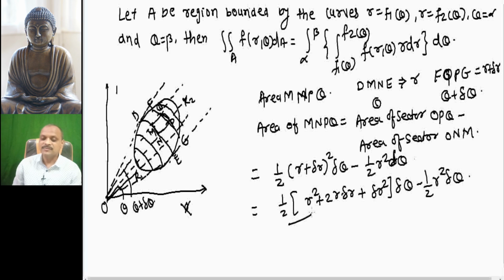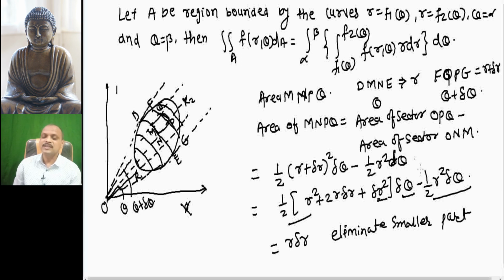Here you can see that the first term, 1 by 2 r square delta theta, is cancelled, and we have r into delta r and delta r square delta theta. If we eliminate the smaller part, delta r square into delta theta, since delta r and delta theta are both small, we get the area M N P Q as r into delta r.